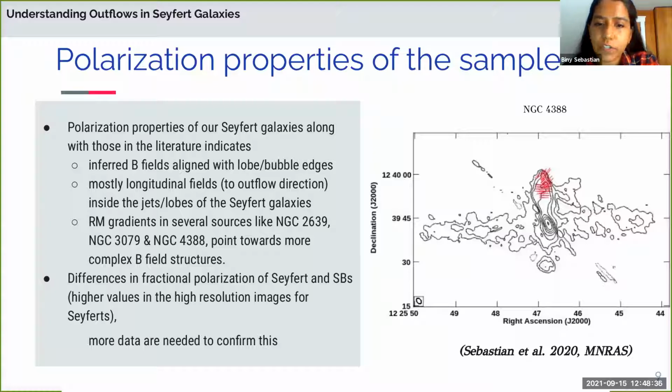So now I'll discuss the polarization properties of the entire sample. Like I had already said, we have detected polarization in 4 of these Seyfert galaxies in our sample. Seyfert galaxies showed a wide range of polarization fractions. Some of them had 20%, some had 30%. And NGC 438, for instance, had 13% in the inner lobes and 24% at the edge. At 1.4 gigahertz in starburst galaxies, we detected marginal levels of polarization, about 1 to 4%. So what we can conclude is that our data suggests that the Seyferts show more fractional polarization compared to starburst galaxies, given the resolution and frequency of our observations.